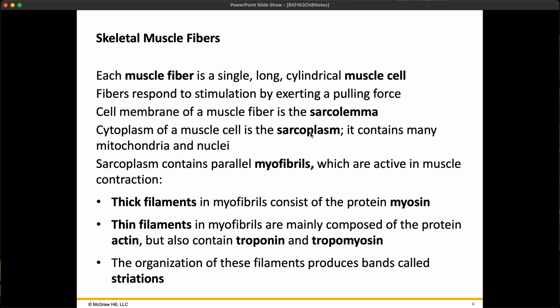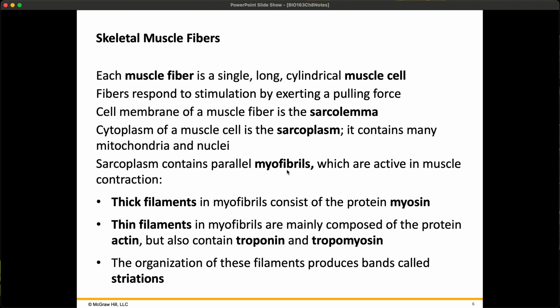Cytoplasm, I did it too. The sarcoplasm of a muscle cell is going to have a lot of mitochondria and nuclei. There's going to need to be a lot of production of ATP, and so it makes sense. As we said, the sarcoplasm is also packed full of these myofibrils.